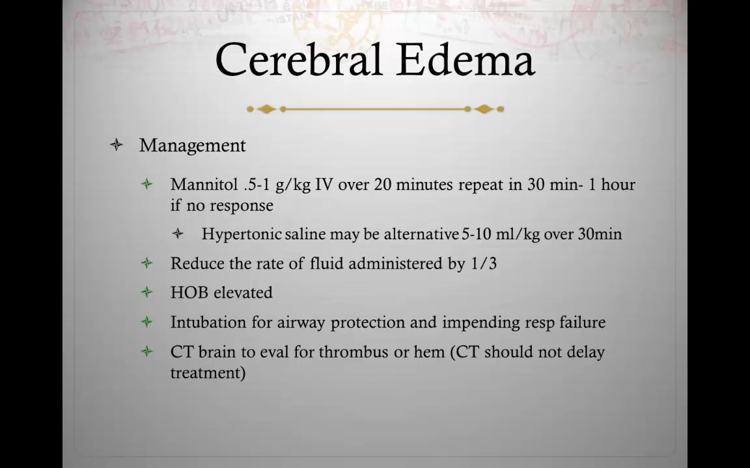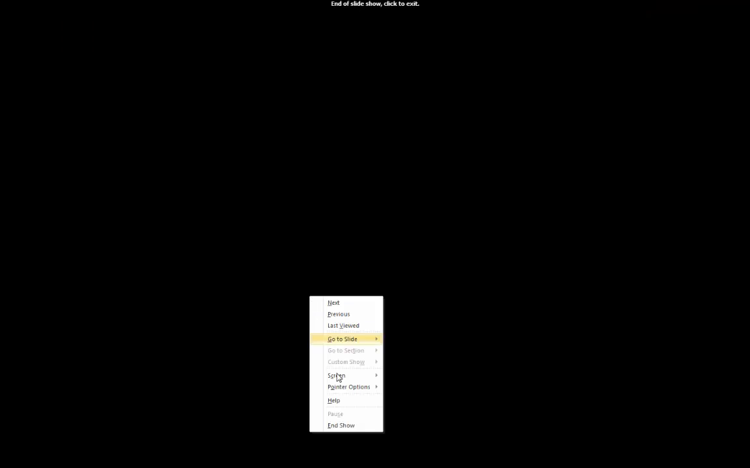Reduce the rate of fluid administration by one third. Elevate the head of the bed. You must protect the airway in patients that have impending respiratory failure. And you must do a CT scan of the brain to evaluate for thrombus or any type of hemorrhage. But do not delay treatment, reducing the fluid, elevating the head of the bed, and starting mannitol, if the CT scan cannot be done because the patient, for example, is unstable and cannot be transferred. And this is the end of this presentation.